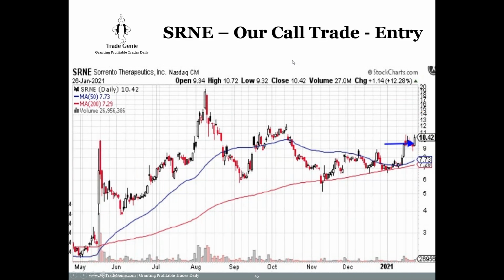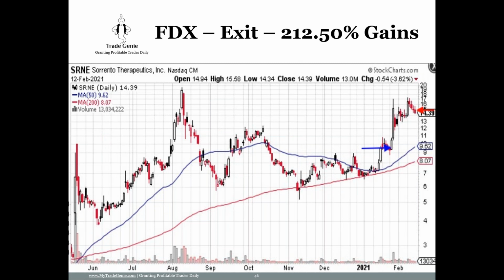You know what happened here. Okay, so this one, the symbol is wrong. It's not FDX. It's SRNE. So you see how lucky we got. We entered here at $9.62 after 3-4 days of consolidation, and then it went up like this. So I'm not counting my blessings here. You see how I'm getting greedy?